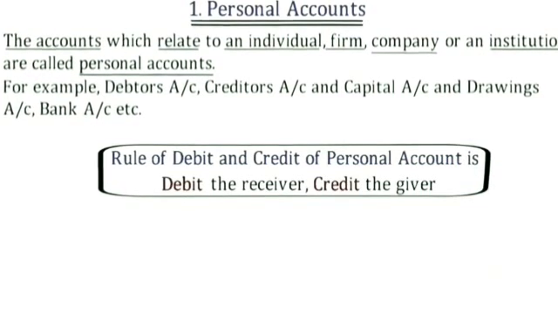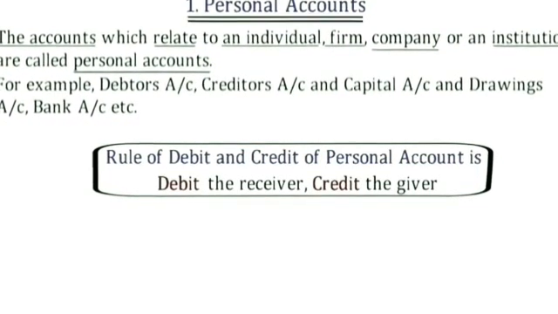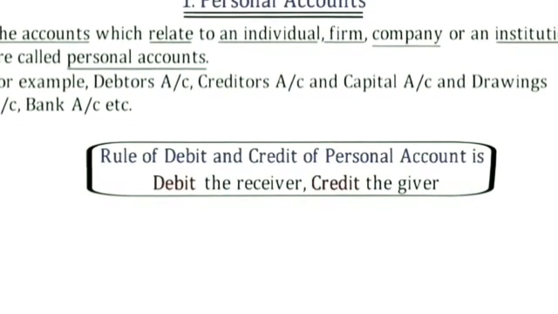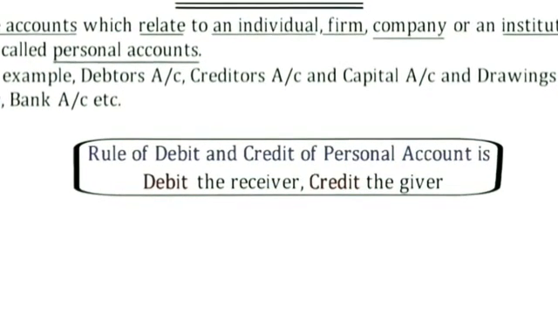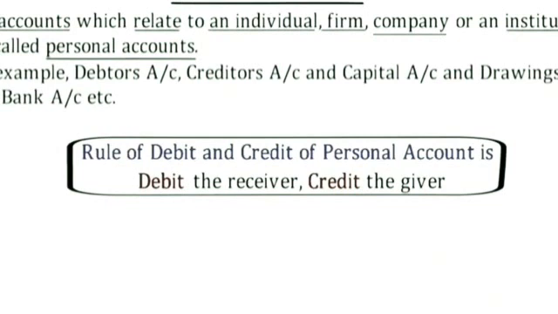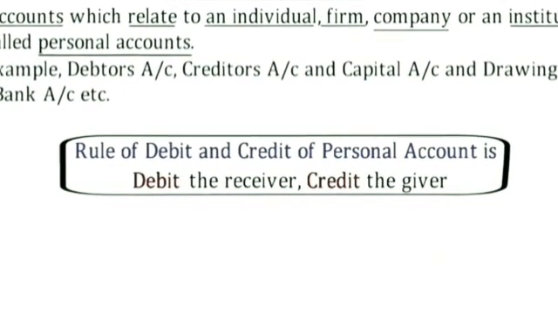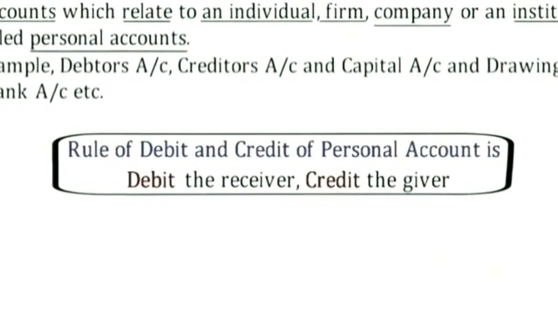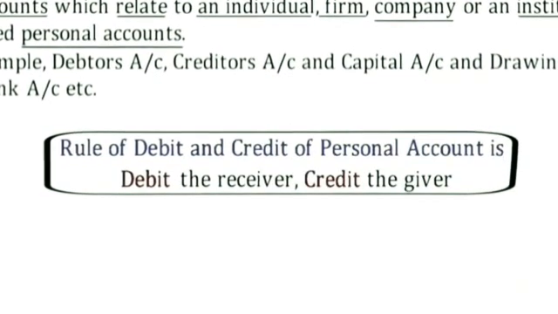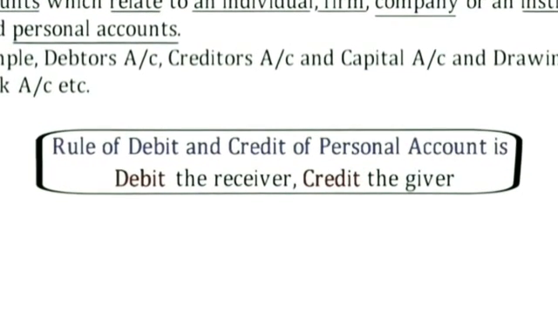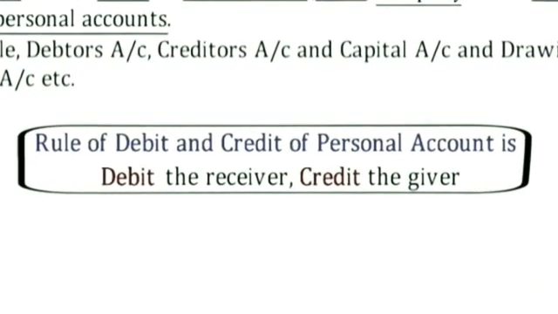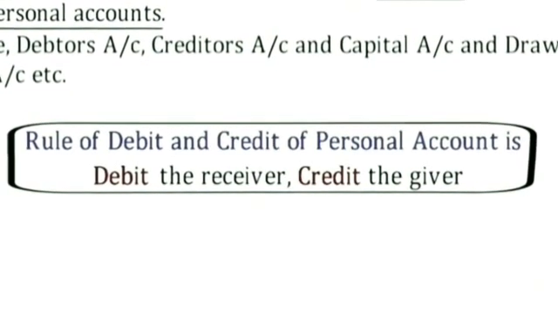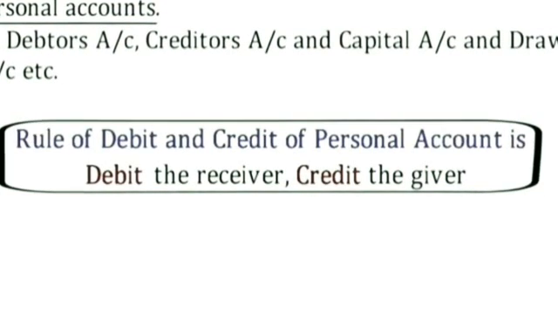Number one is personal accounts. Personal accounts relate to any individual, any person, any firm. It can be a company, it can be an institution, etc. So if a person is buying goods and not paying the money, they are known as a debtor, and if a person is selling goods and not receiving the money, they are known as a creditor. All this you have learned in the basic terms of accounting. Now coming to the rule, it says debit the receiver, credit the giver.